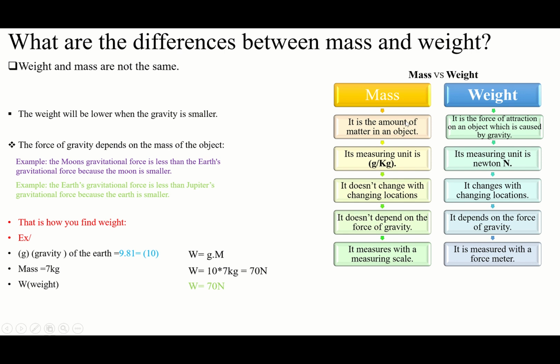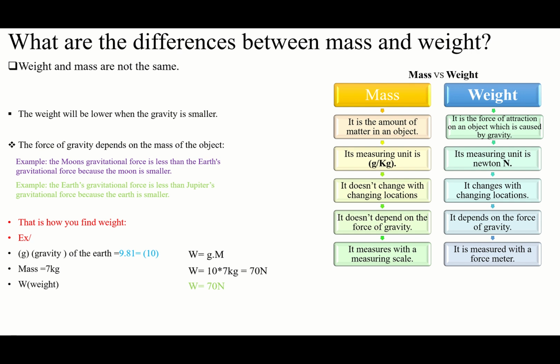So until now these two are important. Amount means mass, force of attraction means weight. What do you mean by force of attraction? It means how much the force of attraction of gravity affects the object. The amount of force of attraction, how it affects the object, is going to tell us the weight. If it affects more, the weight is more. If the force of attraction affects less, the weight is less.